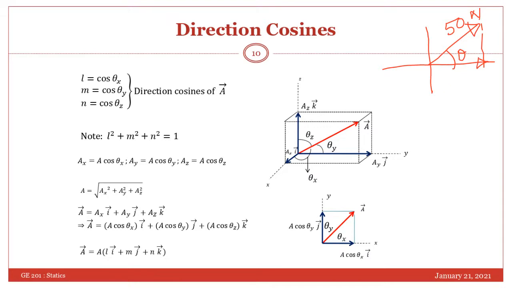So if you take cosine of theta, and this I'm calling Fx, and this you can call Fy. So cosine of theta will be this upon this, and this total I am calling F. So Fx upon F, so Fx will be equal to F cosine theta. If I express this by theta x, this will become F cosine theta x.